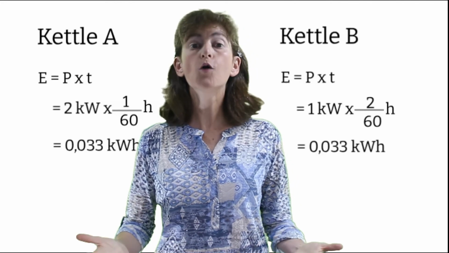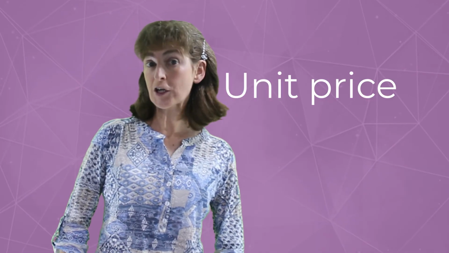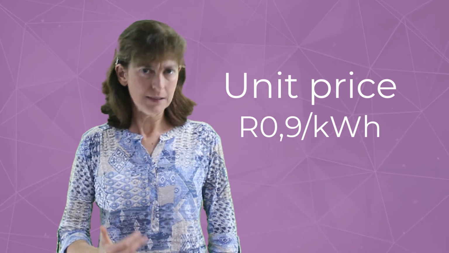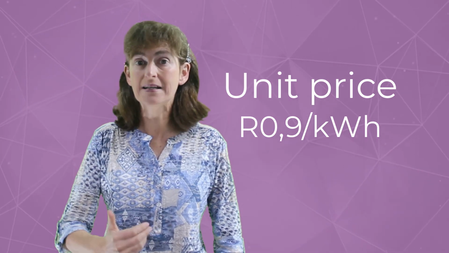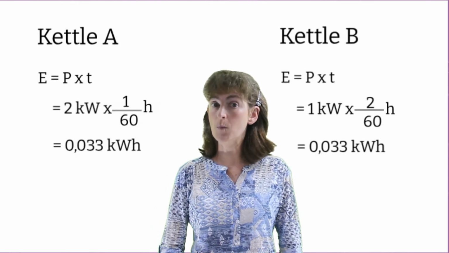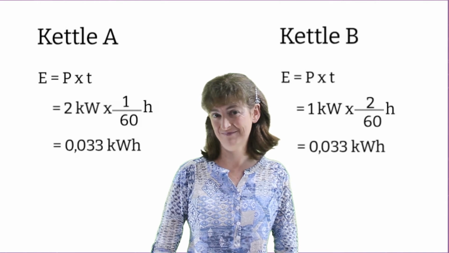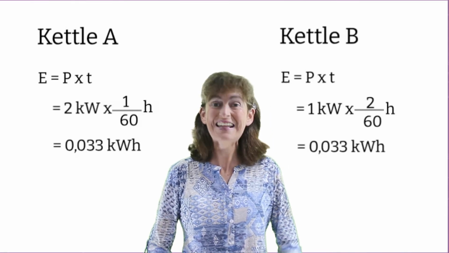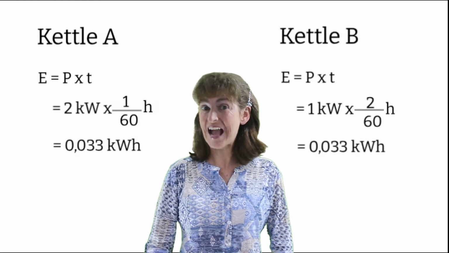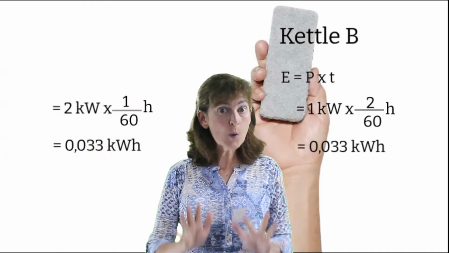So back to the question of how much this will cost. Let's say our unit cost of electricity is 90 cents per kilowatt hour. That means that we have to pay 0.9 rand every time we use 1 kilowatt hour of electrical energy. So can you see how to calculate how much we have to pay for using 0.033 kilowatt hours of electrical energy? Will it be more or less than 90 cents? 0.033 kilowatt hours is less than 1 kilowatt hour, so we're going to have to pay less than 90 cents. Can you see how to work out how much we'll have to pay? Pause the movie to figure this out yourself before I show you.